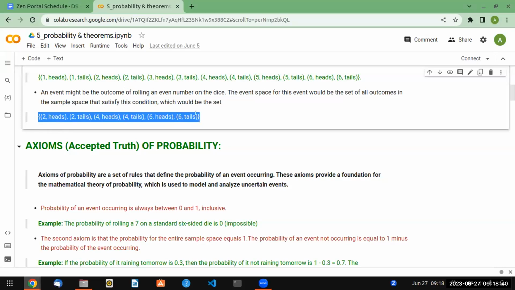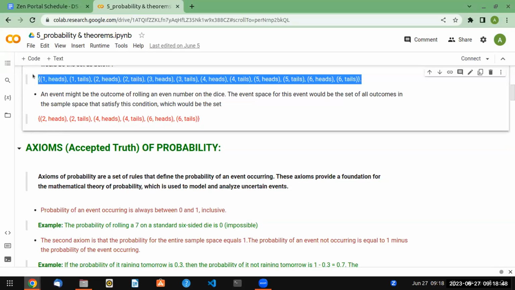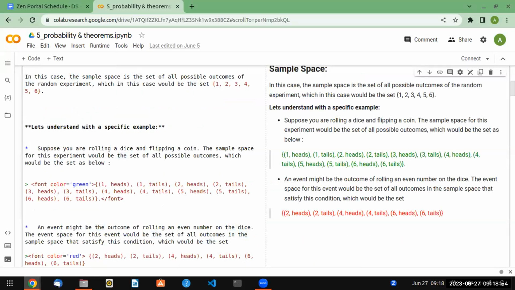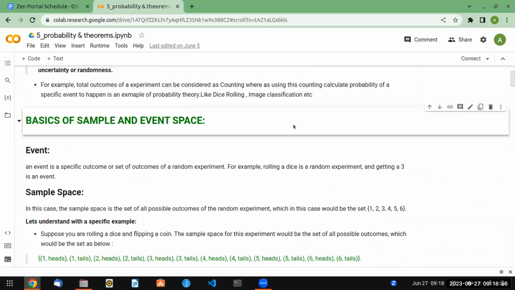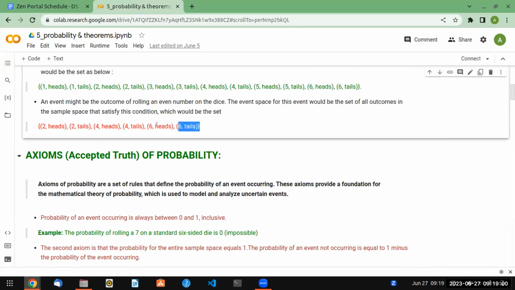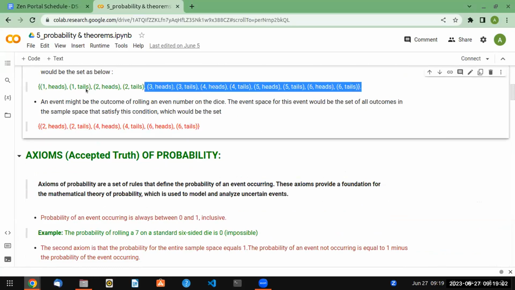Now, if I want to calculate the probability, simple math I told, right? Event outcomes divided by sample space outcomes. So the probability of getting an even number is how much? 6 by 12. So 1 by 2, which is 50%. That is also making sense, right?